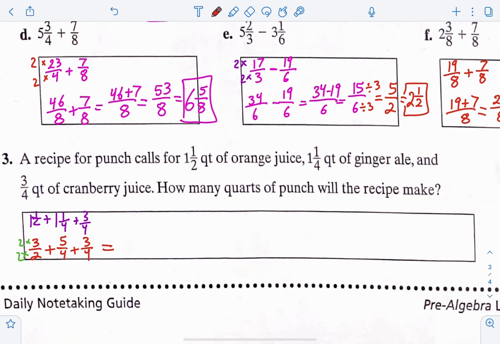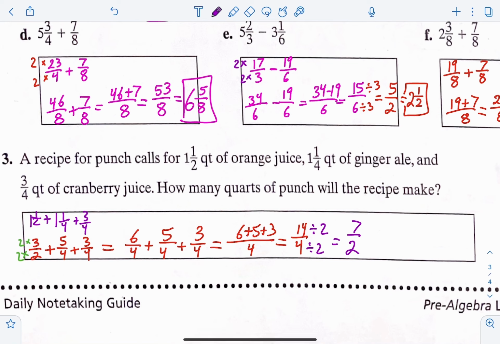And now we have 6 over 4 plus 5 over 4 plus 3 over 4, which is really 6 plus 5 plus 3 all over 4. 6 plus 5 plus 3 is going to give us 14 over 4. We could simplify this. Divide it by 2, and you get 7 over 2. 2 goes into 7 3 times, because 2 times 3 is 6. And then we have 1 left over, so 3 1/2 quarts.